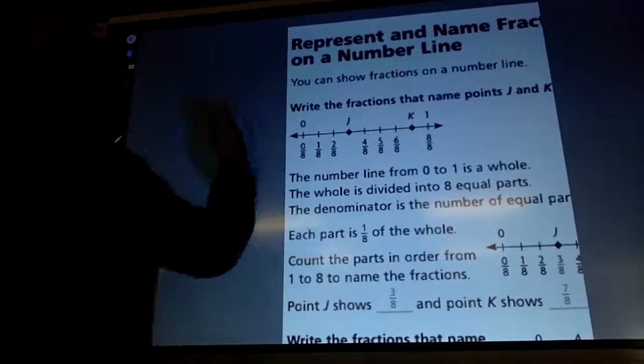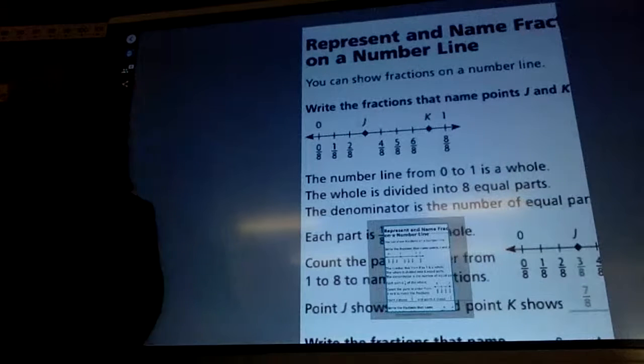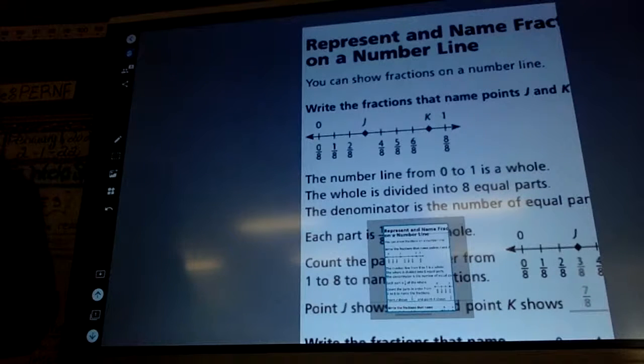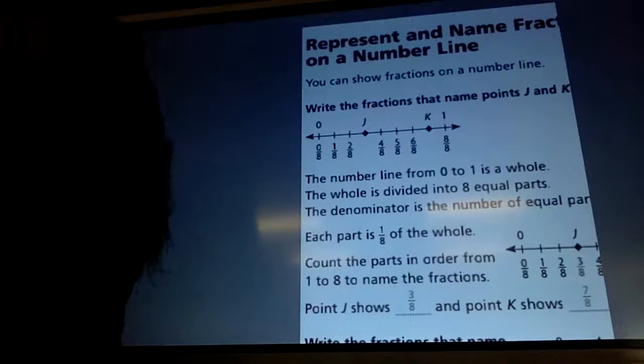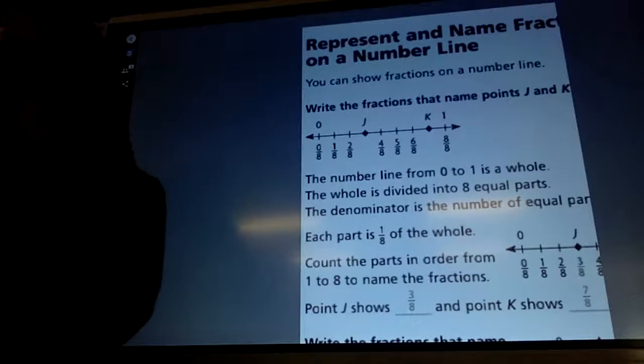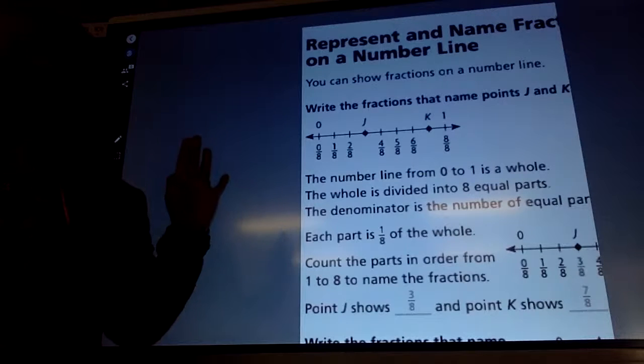So it says for this one, write the fraction that names points J and K. Remember how we talked about points when we talked about geometry? Do you see now, or are you making connections now, why I taught you that first? Because when you deal with fractions, you're going to have to see points.